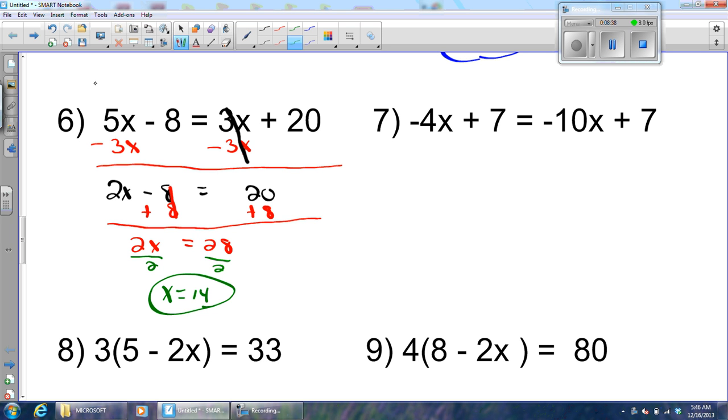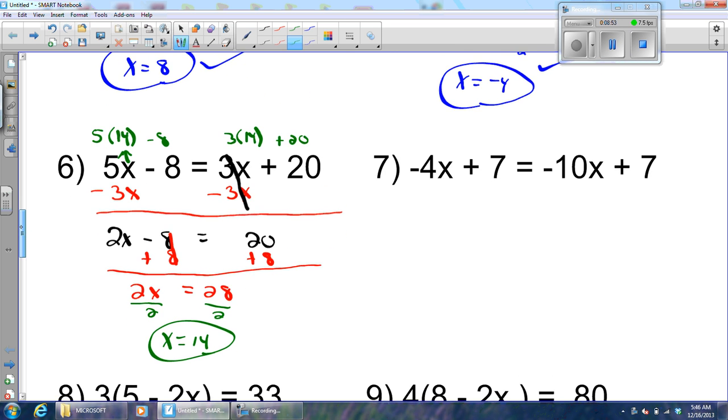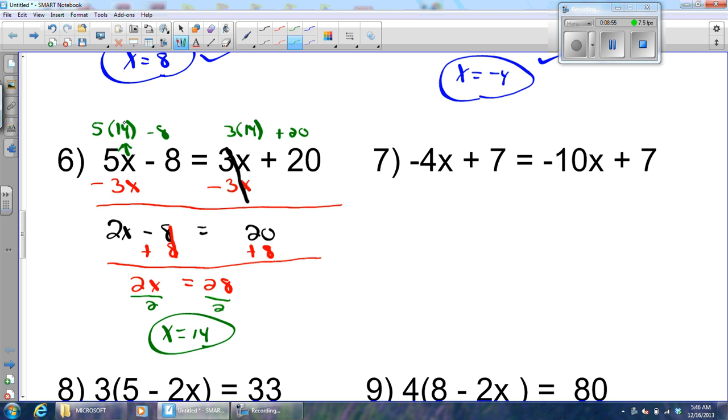Now I'm going to check my work. I'm going to do 5 times 14. I'm substituting 14 in for x right there. I'm going to take away 8. And I'm going to go over here and do 3 times 14. I'm going to add 20 to it, and I'm going to see if I get the same answer on both sides. So 5 times 14, 70, I think. 70 minus 8, it's going to come out to be 62. 3 times 14, well, let's see, I think that's 42 plus 20, and sure enough, 62. So the answers match. All right.